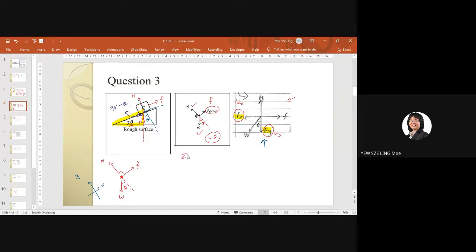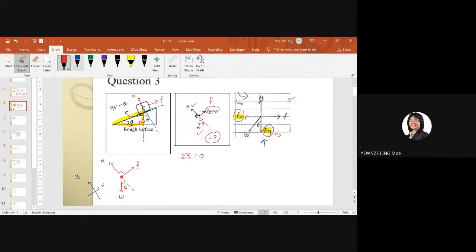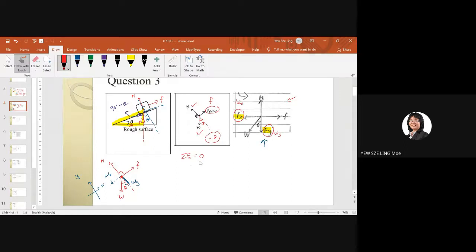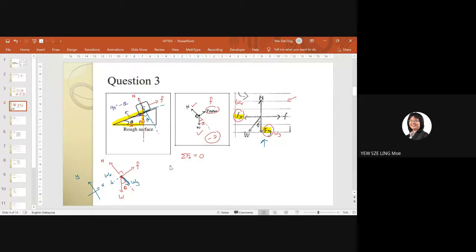So summation F. Now question 3, still v equals 0 because the object is at rest. Whenever an object is at rest, we apply Newton's first law. So summation Fx equals 0. So along the x component, what do we have? Now you can resolve it. So this is your Wx, and then this is your Wy. So let's look at the x component. In the x component, I have F minus Wx equals 0.